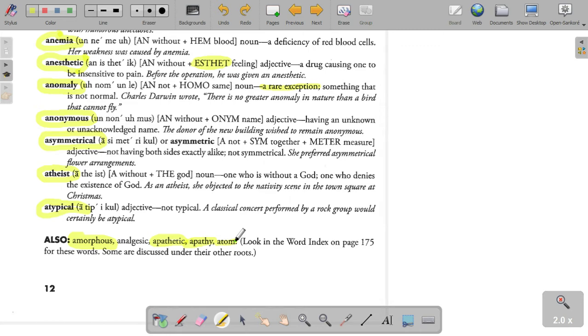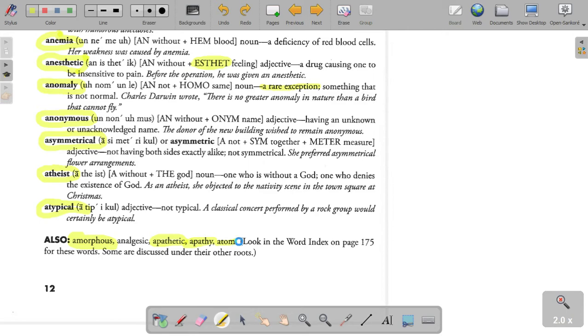No. It actually means to cut. So an atom is literally something you do not cut. It's the most basic form of matter in the universe, and so it's something that cannot be cut any more than it already is. It's the smallest form that exists, even smaller than a molecule or something. So an atom is not able to be cut. That's where the word originally comes from.